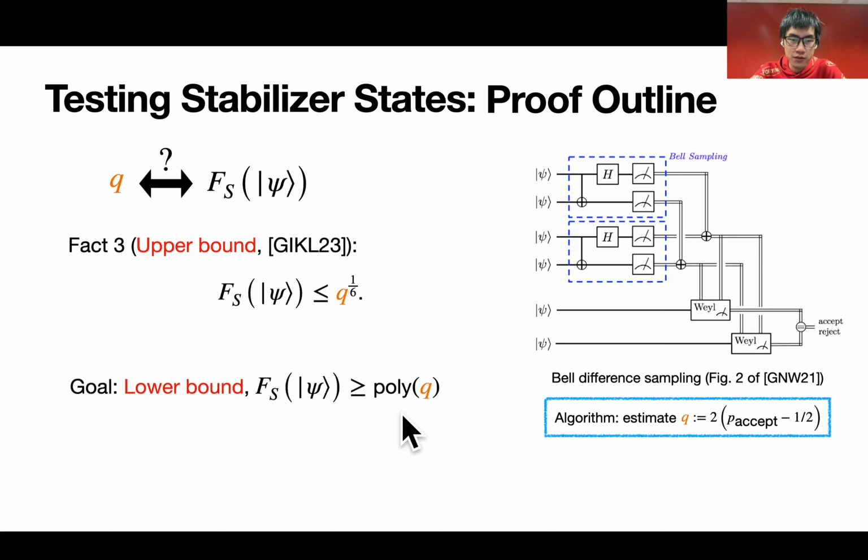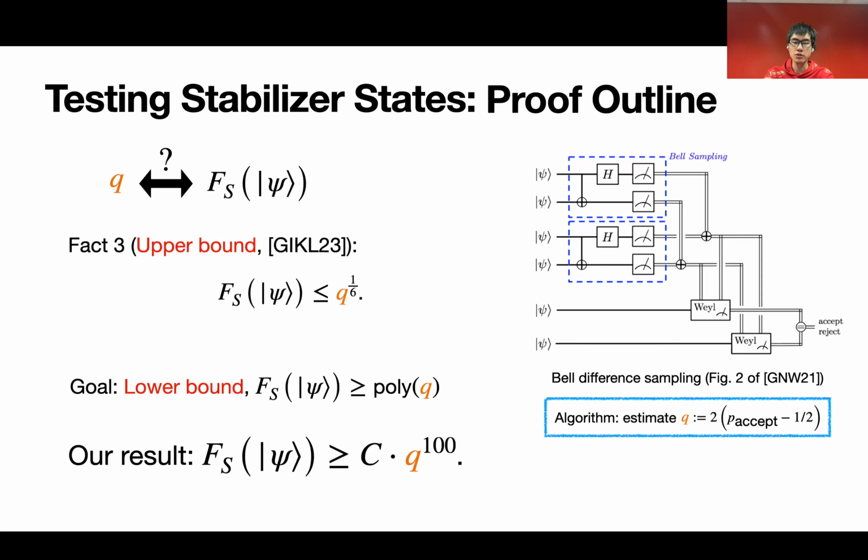Once we have this lower bound, we can conclude that we have a tolerant tester, and epsilon 1 and epsilon 2 are polynomially related. Our result is that we can have a lower bound with a polynomial of Q with degree 100, a very nice number.